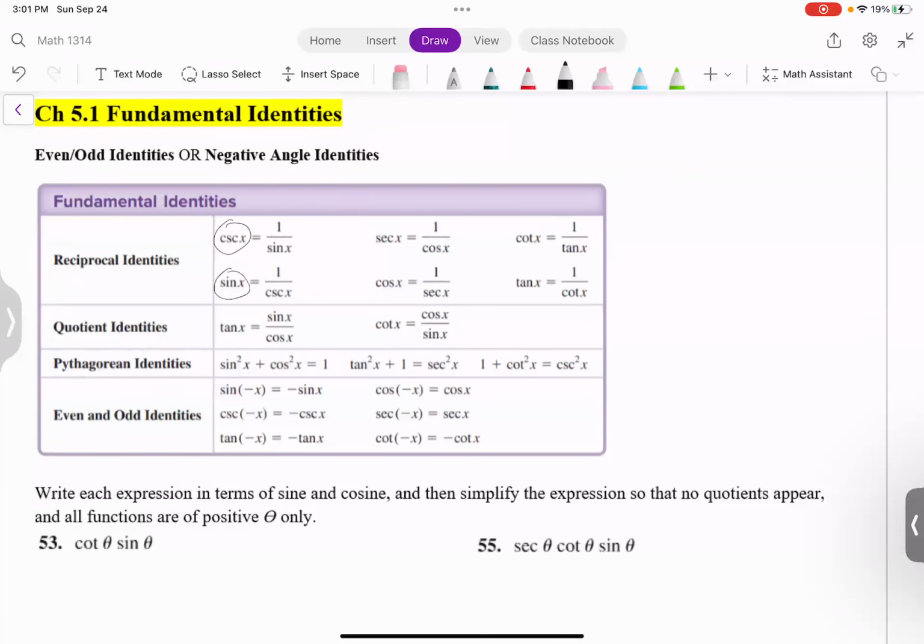So cosecant x equals 1 over sine x. Sine x equals 1 over cosecant x. Secant, cosine, they are reciprocals. Cotangent, tangent, they are reciprocals.